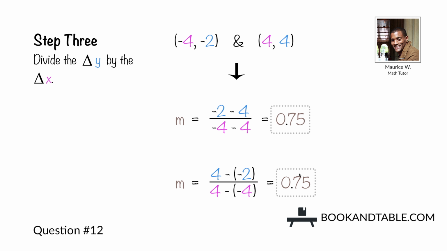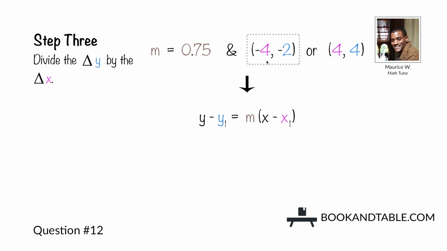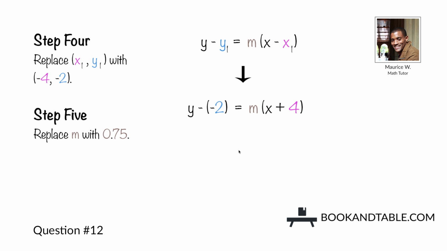And now we'll use this slope in either point provided, negative 4, negative 2, or 4, 4, in the point slope form to figure out the equation of this line. So step 4, replace x1 with negative 4. X minus negative 4 will become x plus 4. Replace y1 with negative 2. Y minus negative 2 will become y plus 2. We'll replace m, the slope, with 0.75.